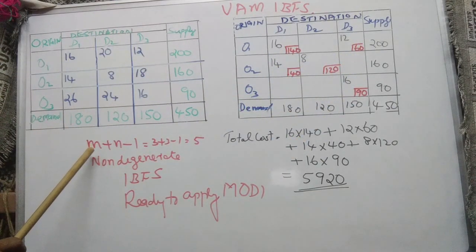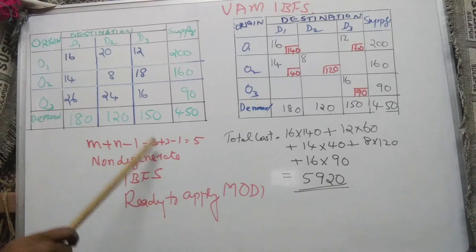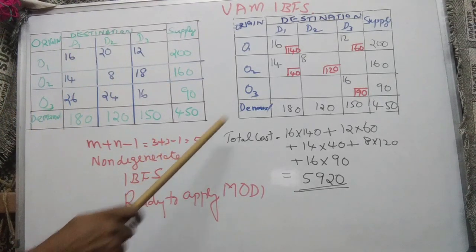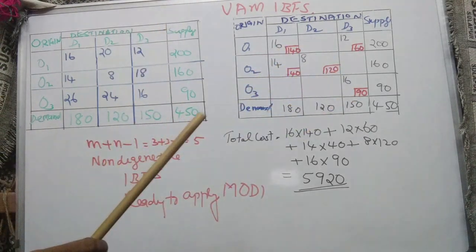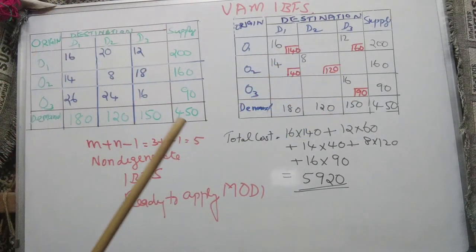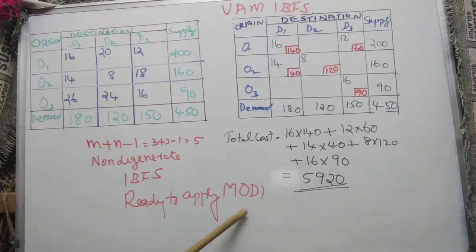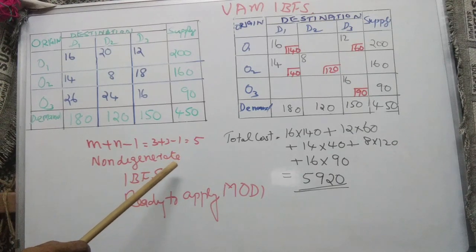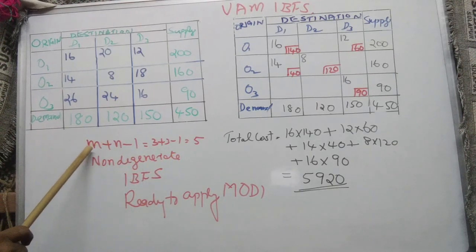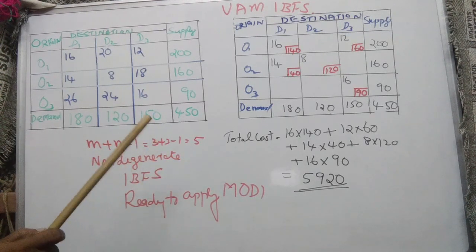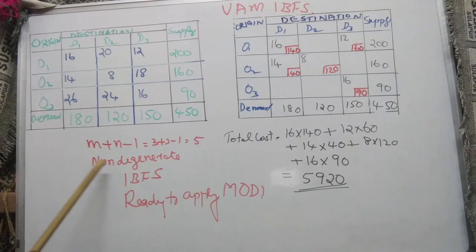5. That is m plus n minus 1: 3 rows, 3 columns, 3 plus 3 minus 1 equal to 5. There are 5 allocations. There is the condition for going to MODI. So this problem is ready to apply MODI. This is an initial basic feasible solution. It is also known as non-degenerate, since m plus n minus 1 is equal to 5. This is a solution of IBFS, non-degenerate, ready to apply MODI.